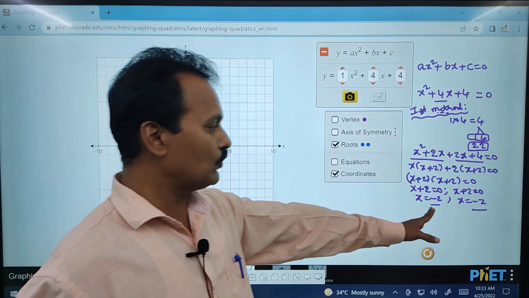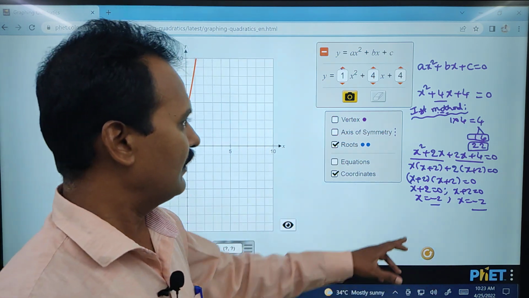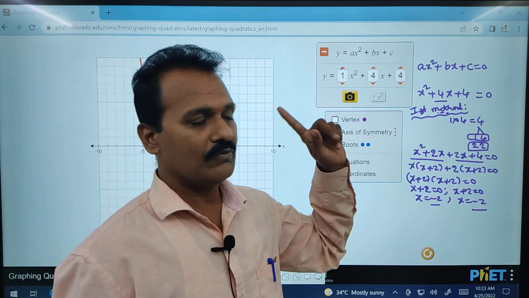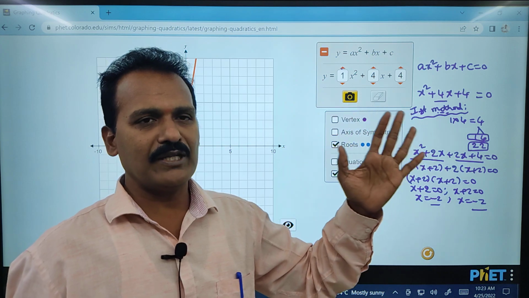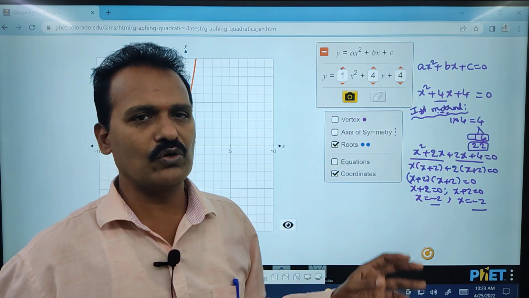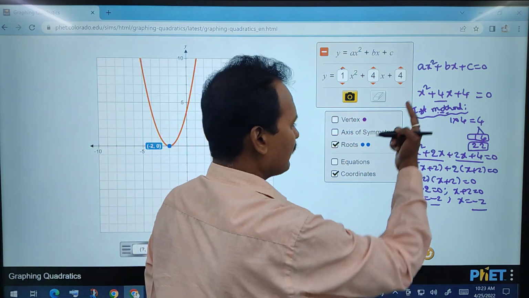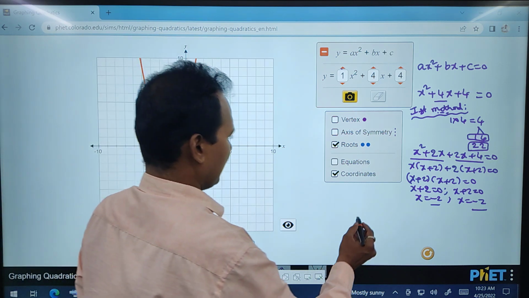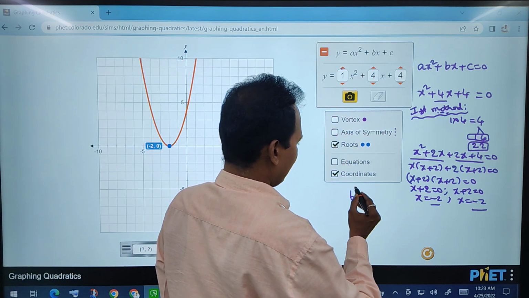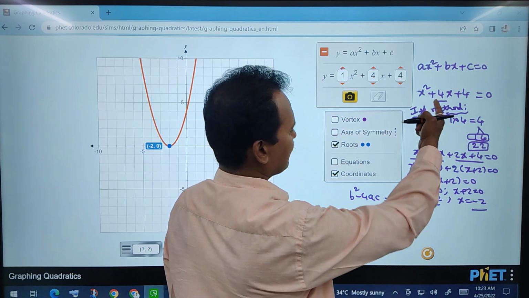Here we are getting two terms, which are nothing but equal roots. We already discussed the nature of roots. If b square minus 4ac value is equal to 0, we will get equal roots. Already we know, right? If you find that by using the formula, b square minus 4ac value for this equation.